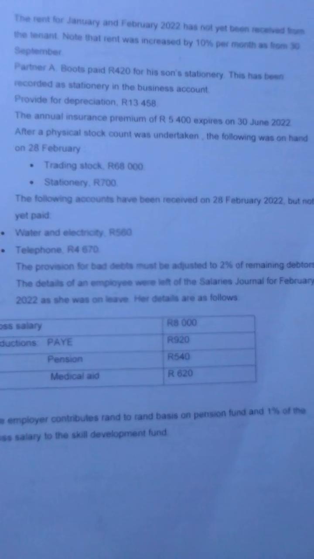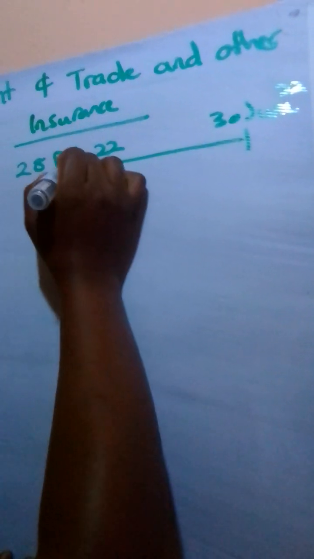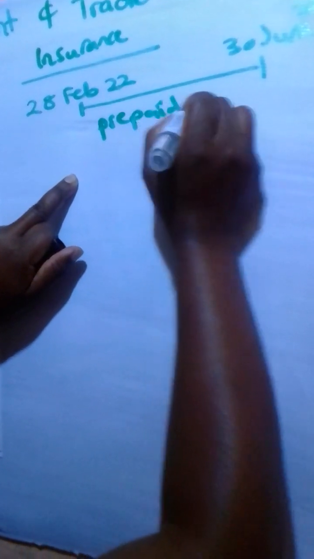Okay, this is simple. What we're supposed to do when it comes to insurance is to ask, when is our financial year ending? 28 February 22. But they say the insurance stretches to 30 June 2022. So our financial year ends here, but the money for insurance stretches to 30 June. So all the months after 28 February are giving us what? The prepaid expense.